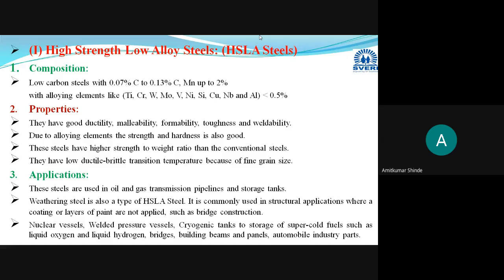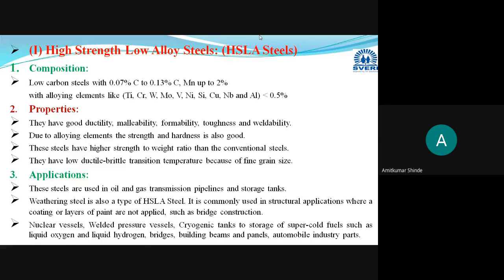Whenever they are subjected to outer environmental conditions like air or rain, the outer layer will rust, but after that it will protect the further layers. That's why it does not require any kind of coating. These types of steels are termed weathering steels, and generally we use them in the construction of bridges, building beams and panels, etc.